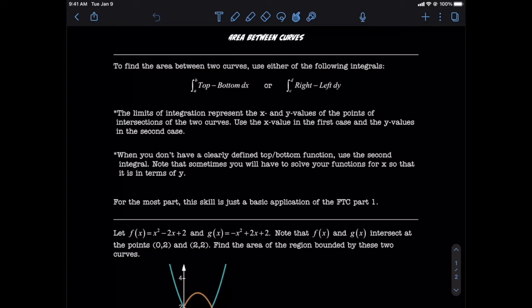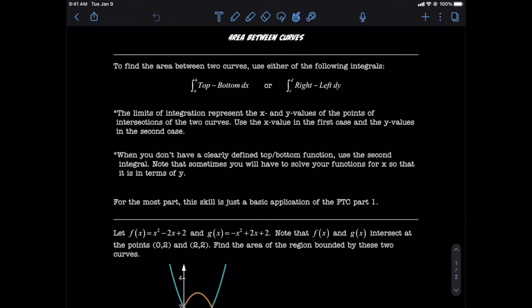Or if we don't have an obvious top and bottom curve, we'll just convert everything to y's and do the area under the right curve minus the area under the left curve. Of course, we can always accomplish this using two or more integrals, but thanks to the properties of integrals, we can make things more efficient and cut it down into just one single integral. You can see that on the screen here.